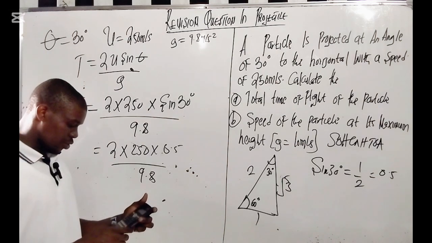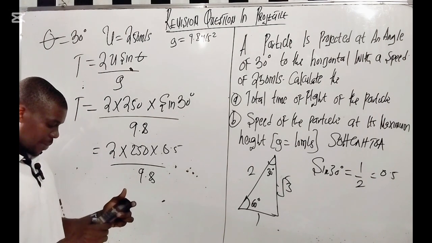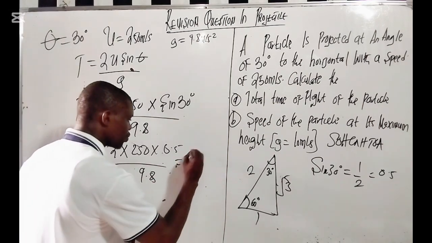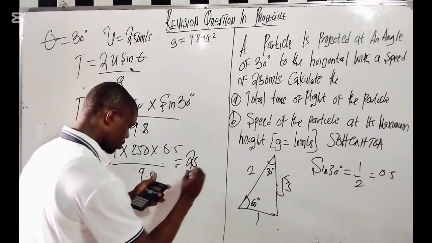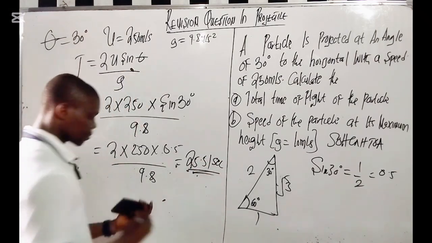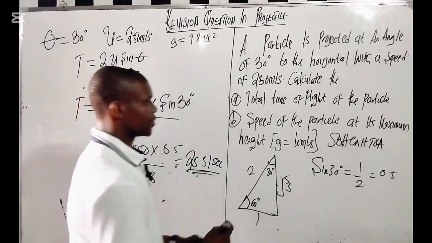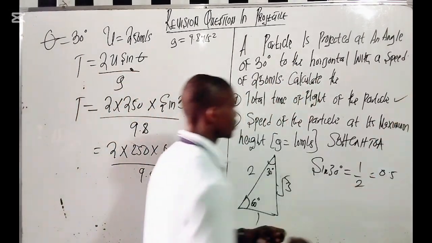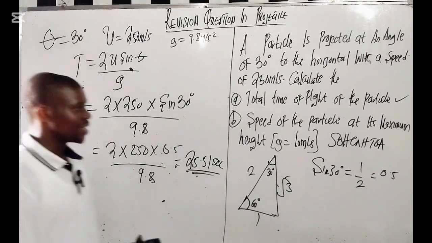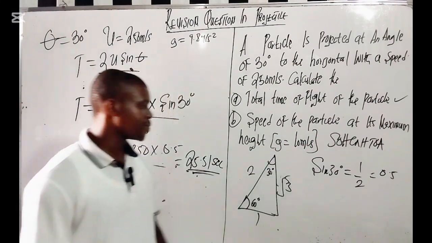So let's use our calculator here. 2 times 250 times 0.5 divided by 9.8 gives us 25.51 seconds. That is your answer to this one. Now let's look at the B part, speed of the particle at its maximum height.